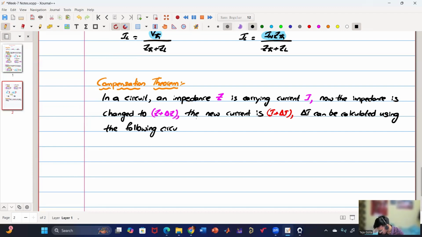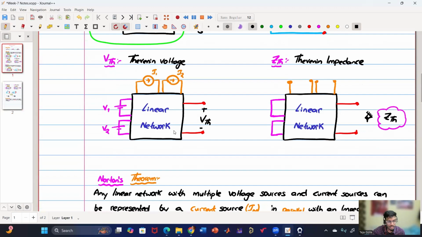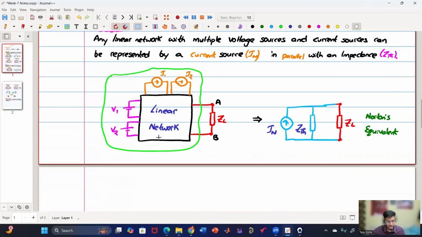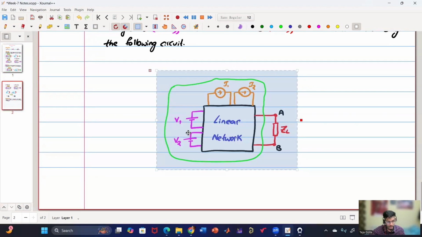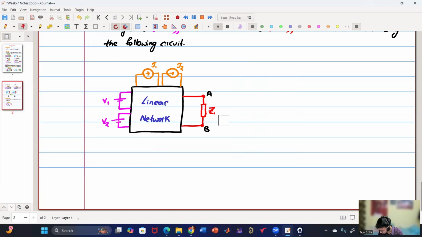Okay, so let us see how. Let me first initially draw the original circuit. Say, let us consider this as the original circuit. Instead of ZL, we have some Z. Now this Z has been changed to Z plus delta Z. So now the current, which was initially I, has changed to I plus delta I, and the aim is to find delta I without solving the entire circuit.